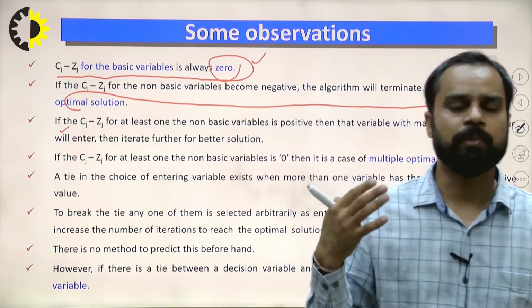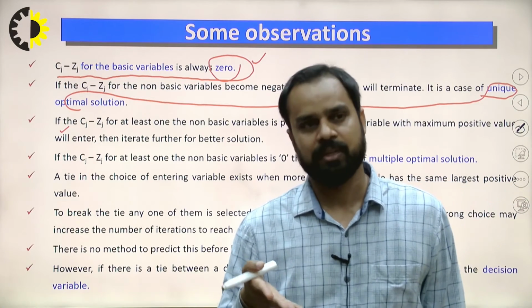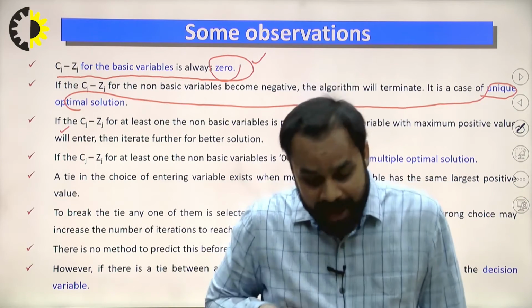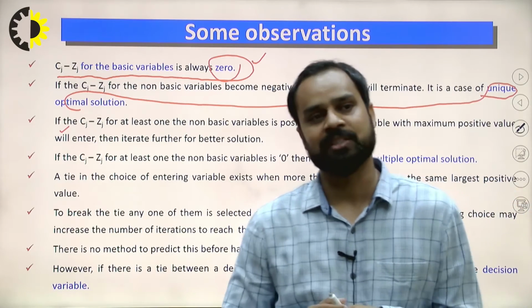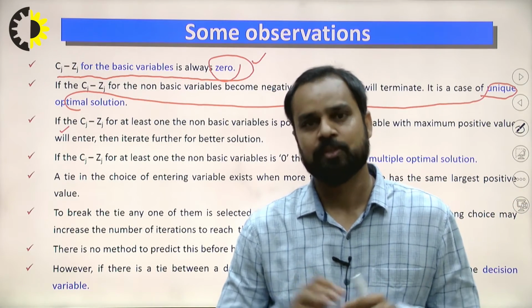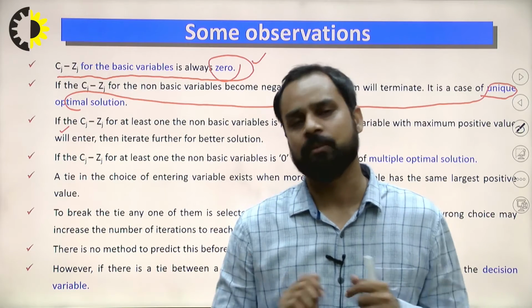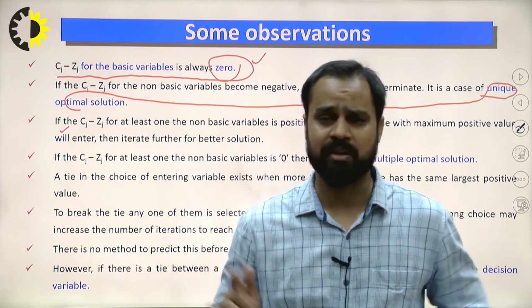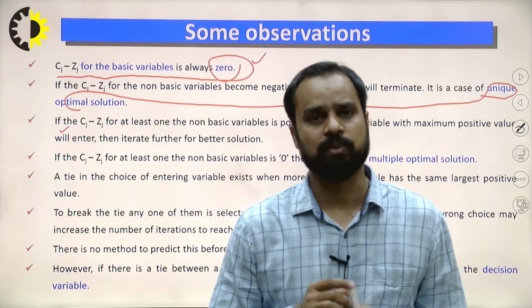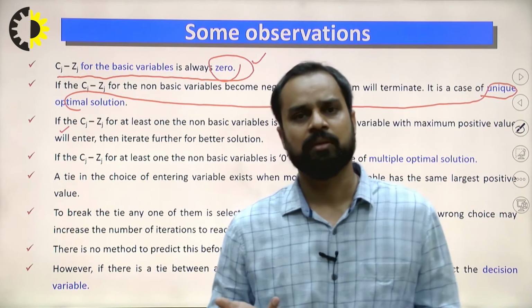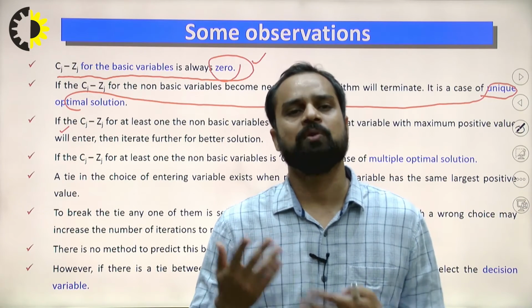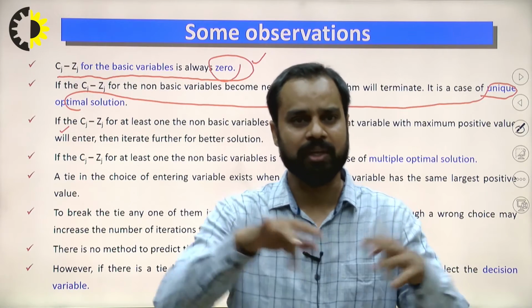Sometimes what happens is there is a tie. A tie in the choice of entering variable exists when more than one variable has the same largest positive value. If there is a tie, there is no tie-breaking rule. We have to choose arbitrarily. Any of the variables can enter because both have the maximum positive value. If any of them enters, there may be a possibility that the number of iterations increases because that is totally hit and trial based.